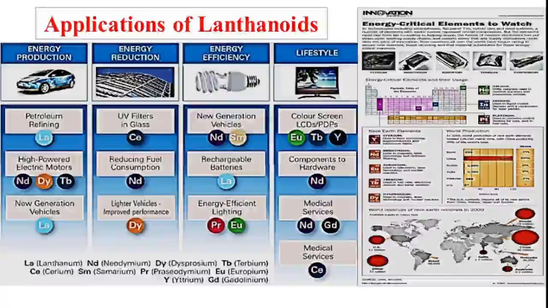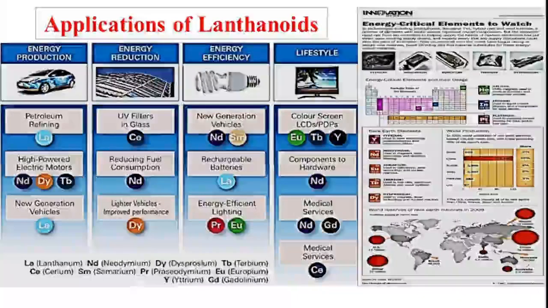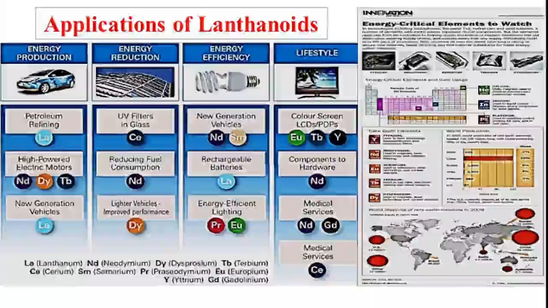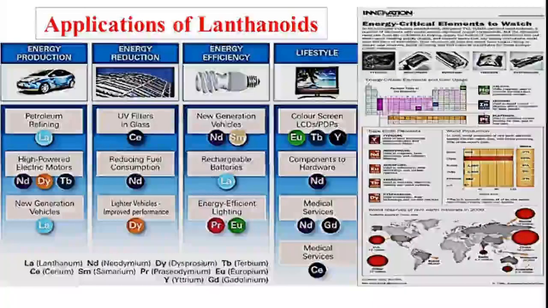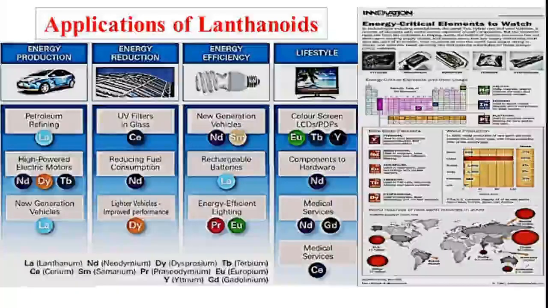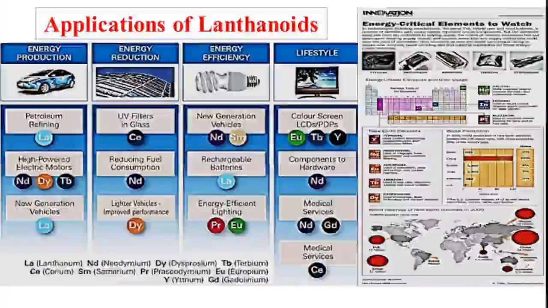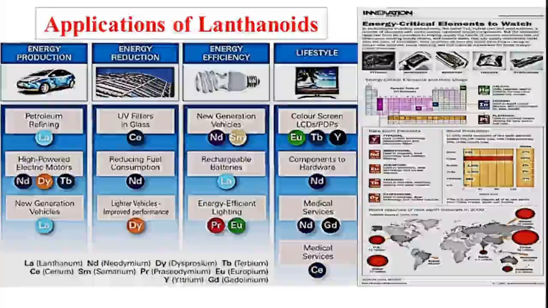These are the different applications of the lanthanoids. Lanthanoids can be used in the form of their ions, their elemental form, as well as a mixture of elements in different equipment or devices. Their major applications are energy production or energy reduction, as in a solar cell. They can also be used in LEDs, LCDs, petroleum refineries, UV filters. So these compounds have a huge number of applications in our domestic as well as industrial life.